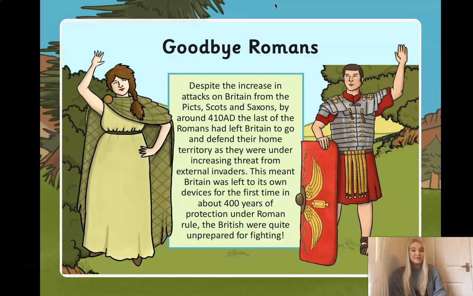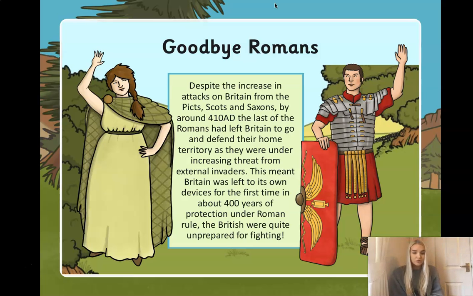Now, this is where we said goodbye to the Romans, wasn't it? Now what happened is there were lots and lots of attacks in Britain from the Picts, the Scots and the Saxons. And by around 410 AD, the Romans had left Britain to go and defend their home back home because they were under increasing threat from other people who were trying to invade them. But this meant that in Britain there were no Romans anymore, and it was left on its own for the first time in about 400 years.